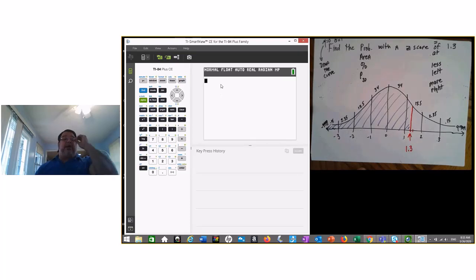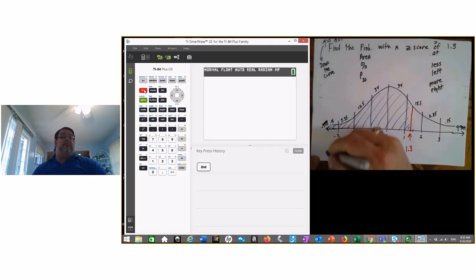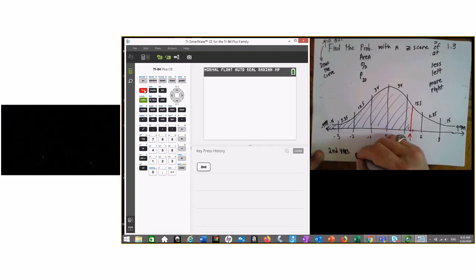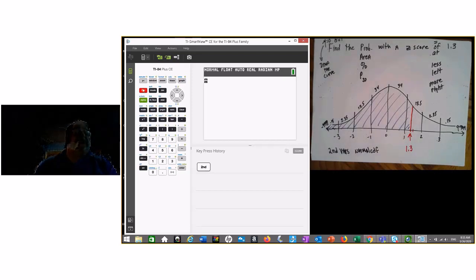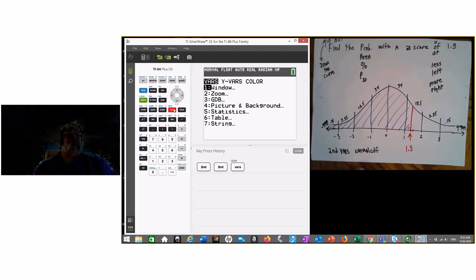All right, write this down. You're going to hit second. I'll write it down for you. Second, bars, normal CDF. And somebody tell me what number that is, because I can't ever remember. Oh, well, I've got it right here. All right, so second, bars. Bars is right beside the clear button. That means variables. I didn't hit the right button. I'm sorry. Second, bars. There we go. Normal CDF.